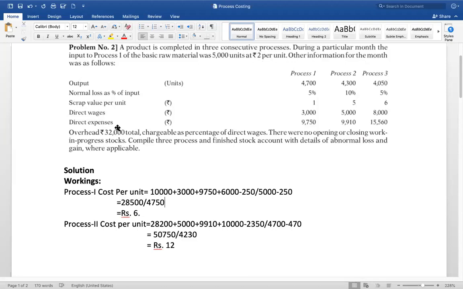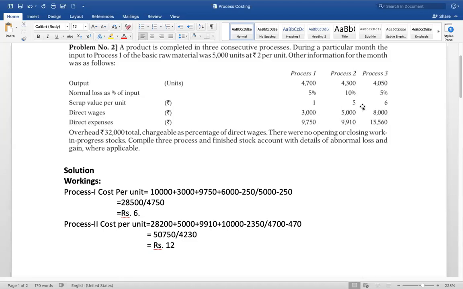The overheads are to be apportioned based on the wages. What are the wages? 3,000. And what are the total wages? 3 plus 5 plus 8, 16,000 is the total wage. So what is the proportion of the wage in process 1? 3,000 by 16,000 into the overheads is the overhead proportion in process 1. When it comes to process 2, it is 5,000 by 16,000 into 32,000. That's the overhead component in process 2, and similarly in process 3, 8,000 by 16,000 into 32,000 is the component of overheads in process 3.